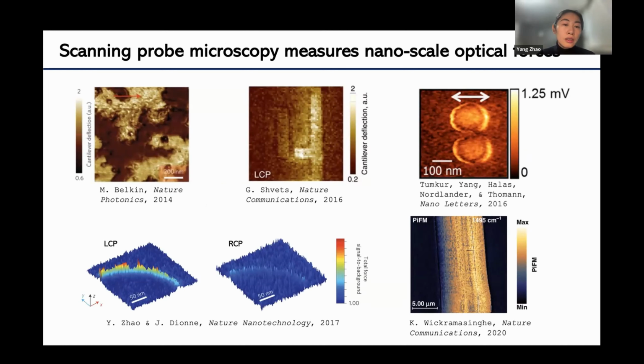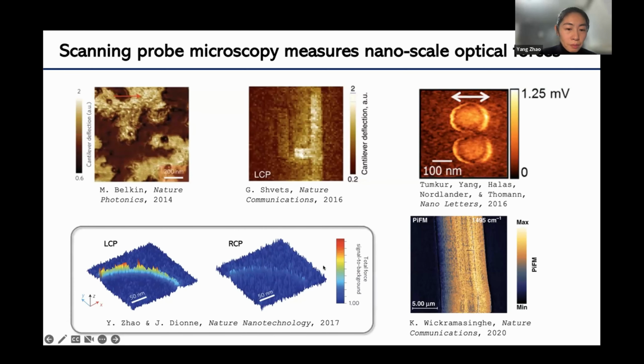For example, using these scanning optical force microscopy techniques, researchers in our field have studied various nanoscale materials. For example, work in Belkin's group studied monolayer molecules using these optically induced forces. Also Shiva's group works on nanostructures, studying nanoscale interactions using the optical force, basically integrating light excitation with the scanning probe as well. And also Naomi Halas's group, and recently Vikram Mashinher's group at UC Irvine.